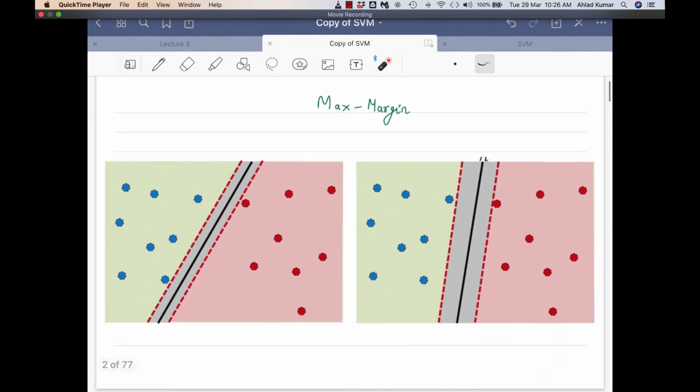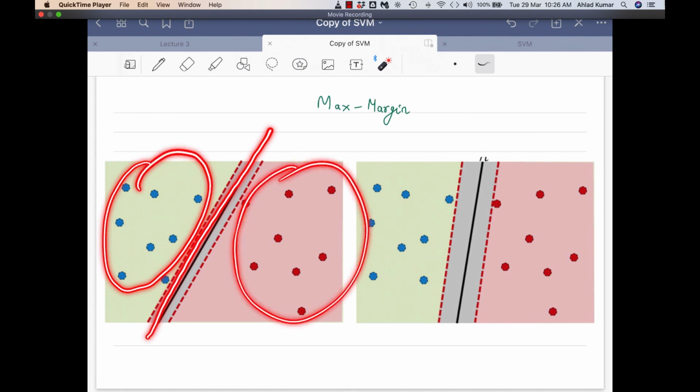Again, you can see here I am showing you two plots, and the data points are the same. The distribution of the data points on the left is the same as on the right figure. The distribution is not changing, but what is changing is the separating hyperplane, which separates the two classes of data points. In this figure it is like this, and in this figure it is slightly changed to this.